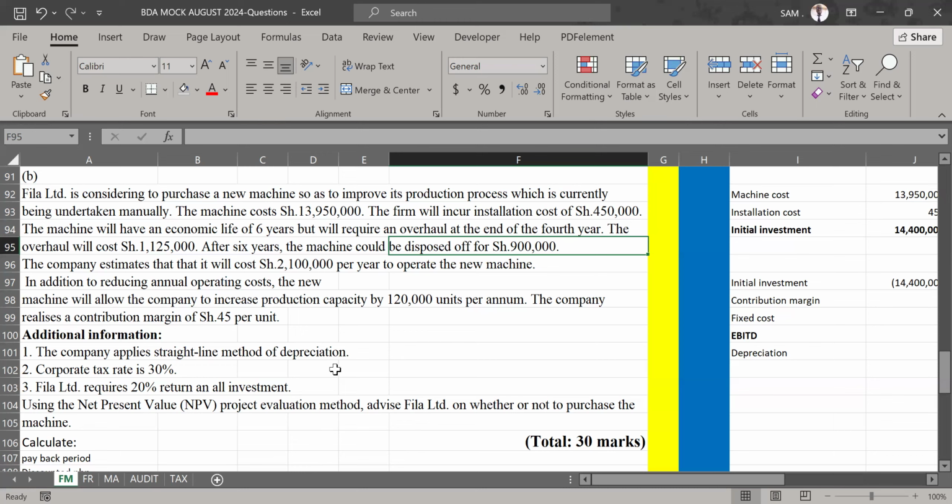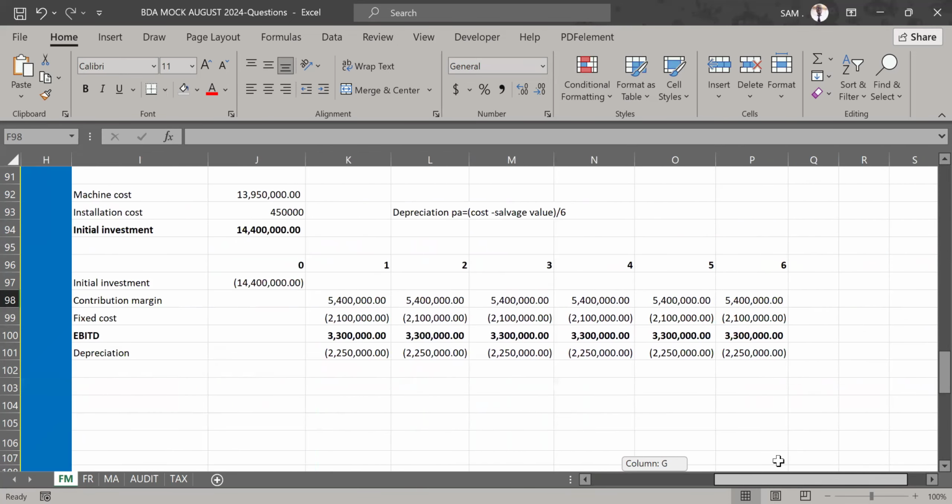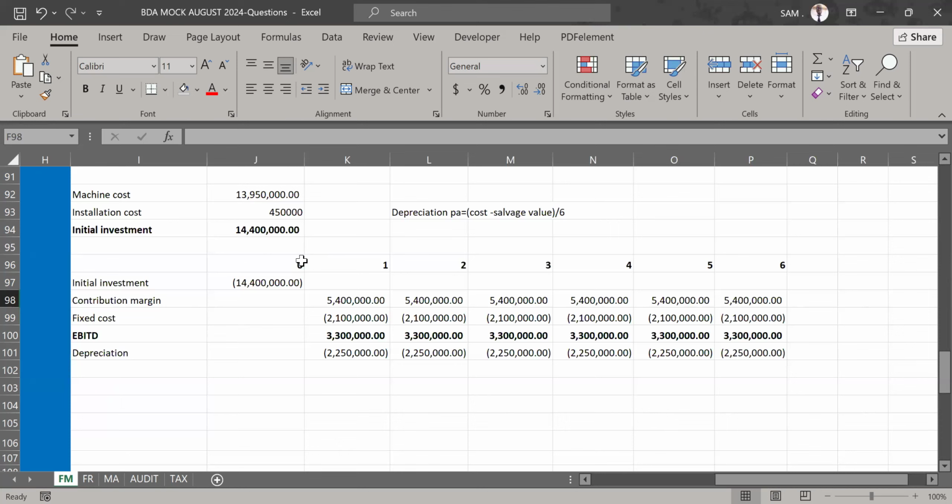Now, this rise in production capacity by 120,000 units will make the company realize a contribution margin of 45 shillings per unit. The number of units is 120,000 and the contribution margin will be 45 shillings per unit. So that is the information that we've been putting together here. So we brought the years, that is the useful life of the machine, which is 6 years. And remember, you are doing investment at year zero. That is where you are putting your money to start this investment. And we've already seen that the initial investment amount is 14,400,000.